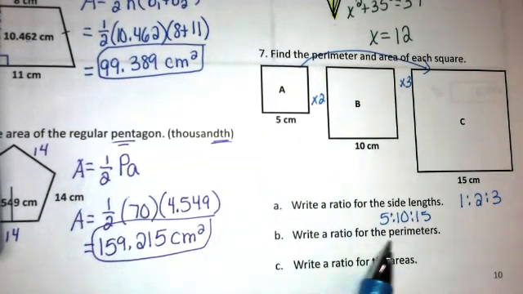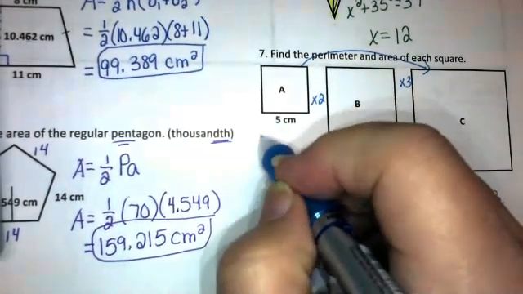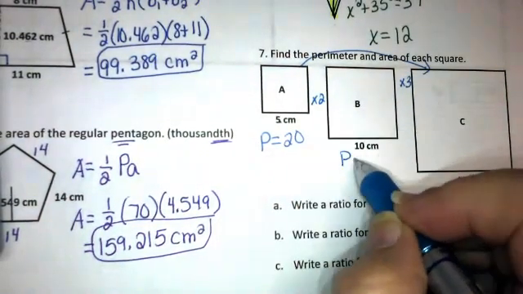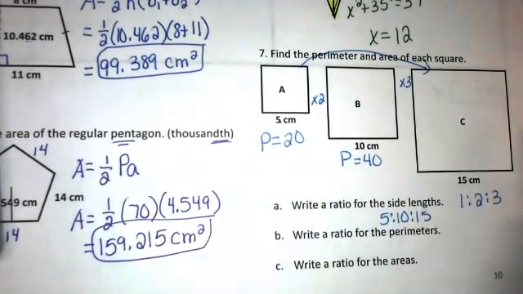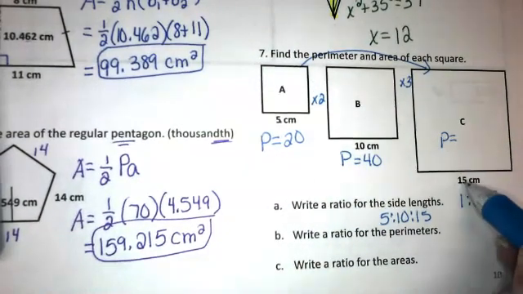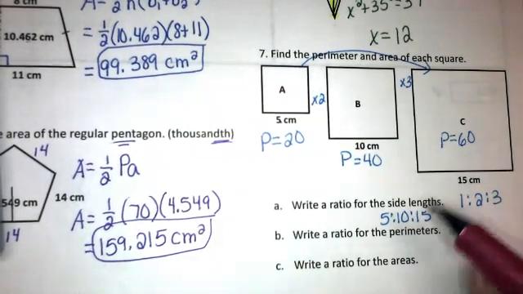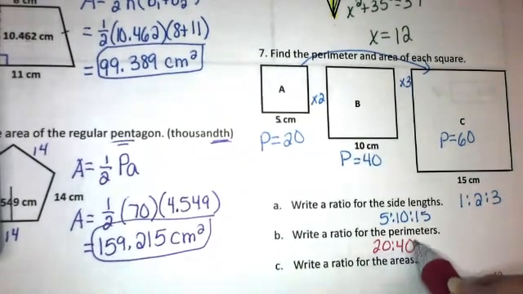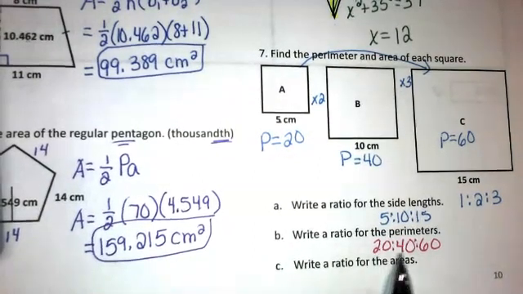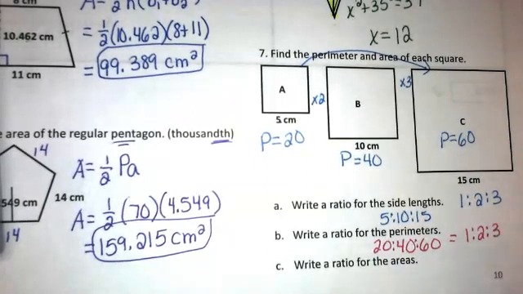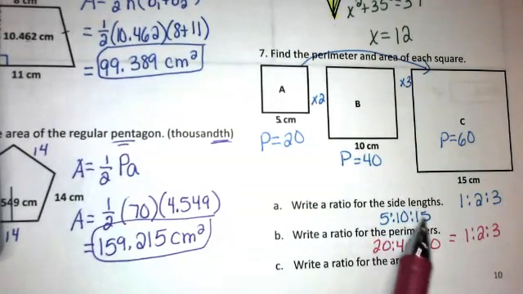Now let's answer the next one, the perimeters of the squares. Well, the perimeter of the first one, 5 times 4, 10 times 4 for the square B, and the perimeter for square C, 15 times 4 is 60. Well, let's compare the perimeters. 20, 40, 60. If I reduce those by dividing by 20, I get 1, 2, 3. So notice that the perimeters have the same ratio as the side lengths. It's still 1, 2, 3.